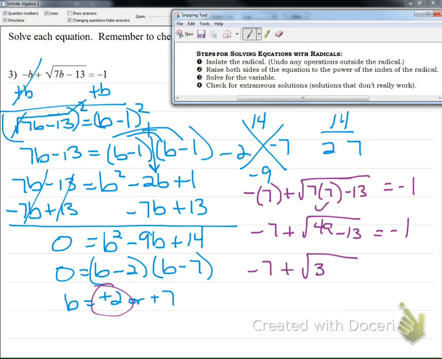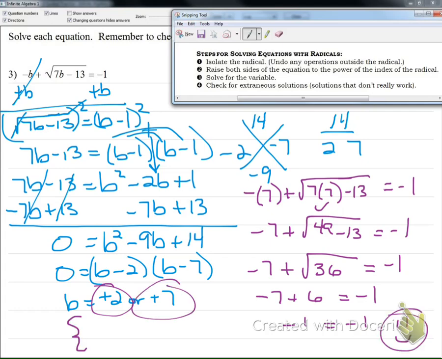So bring down my negative 7. 49 minus 13 is 36, is equal to negative 1. Square root of 36 is 6. So negative 7 plus 6 equals negative 1. Opposite sign subtract, that's how I got that negative 1, is equal to negative 1, which is a solution. Yay, so 7 is. And let me go back for a minute so I can show you that 2 does work.